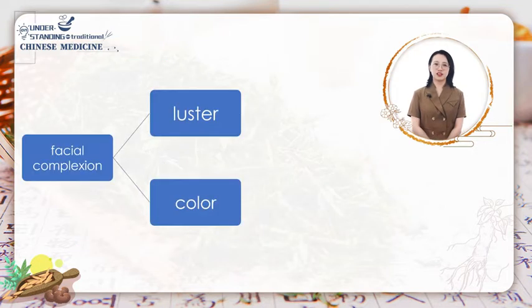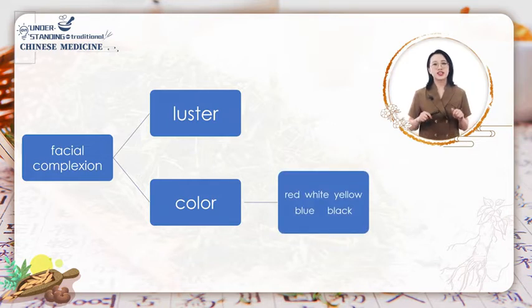Between the color and the luster, which one is more important? As we know, the skin colors we have, brown, black, white, yellow, are all determined by genes.